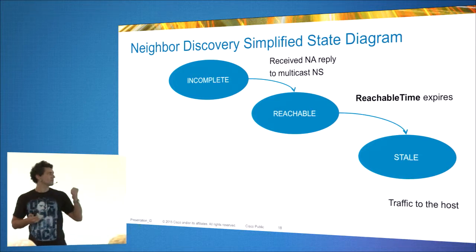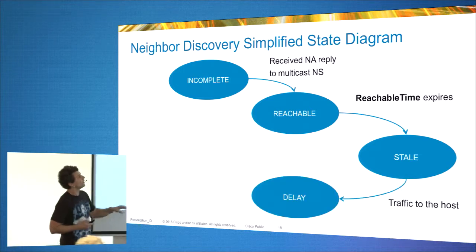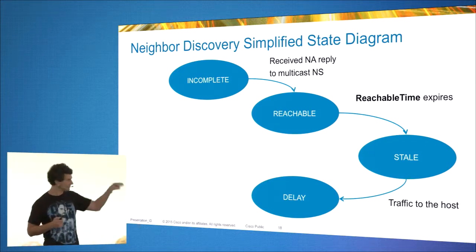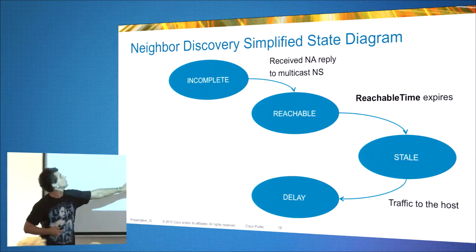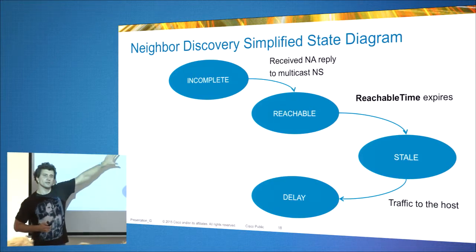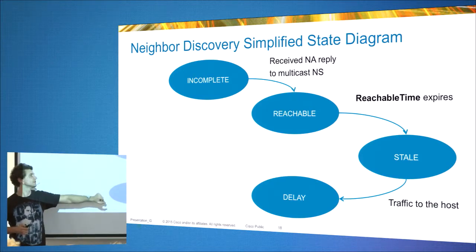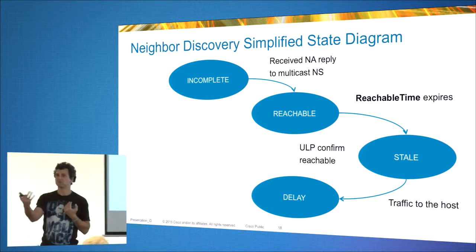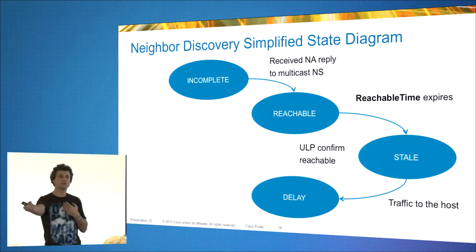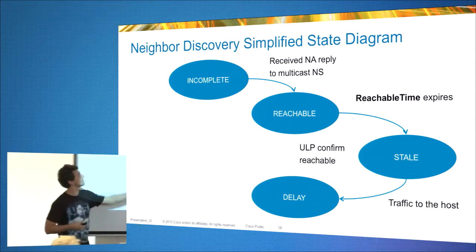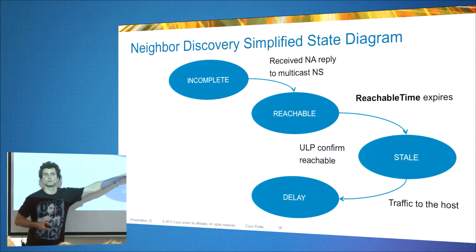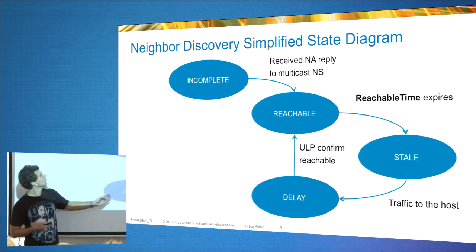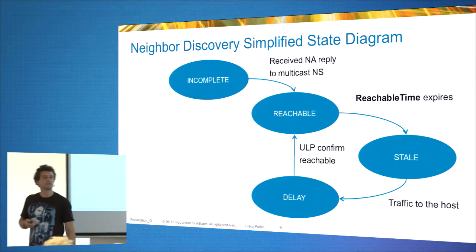When we have the traffic that uses this entry, we shortly keep it in the delay state. The reason for that is another optimization: if we have two hosts on the same segment that communicate, then we might use, for example, TCP between the two hosts. If we send a SYN and we get back the SYN-ACK, then we have the confirmation from the upper layer protocol that there is bidirectional reachability. Right? So then we can shortcut the entry directly into reachable state again.